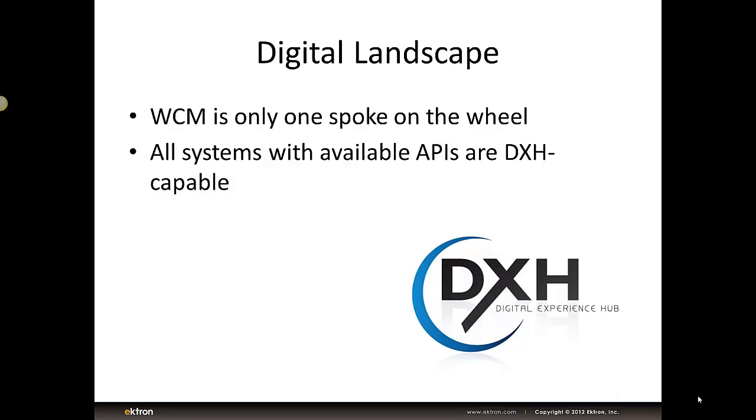And any system that has available APIs is DXH capable. So this could be a system that has RESTful APIs. Certainly a system like Salesforce is not built on another Ektron WCM platform or anything similar to it that I'm aware of, but has available RESTful APIs that we're able to implement into a connector and allow that connector to communicate between the context bus, which is the center of the wheel, and the other systems on each of those spokes.